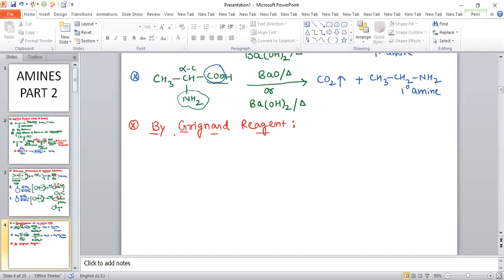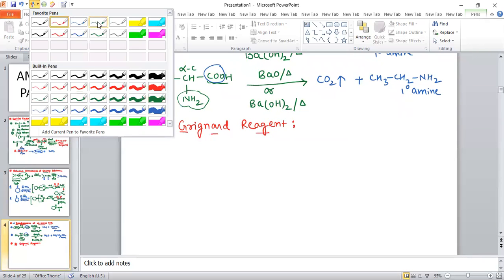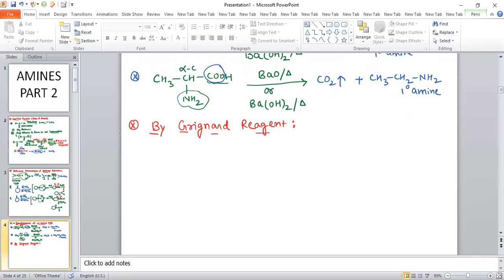So basically, the reaction of a Grignard reagent like RMgCl with NH2Cl, where one of the hydrogens of ammonia is replaced by chlorine. So this is basically NH2Cl. So what happens in this case? This MgCl2 will be removed.